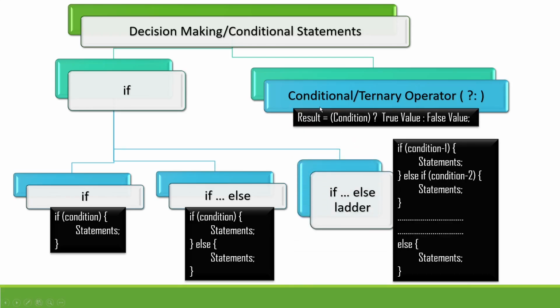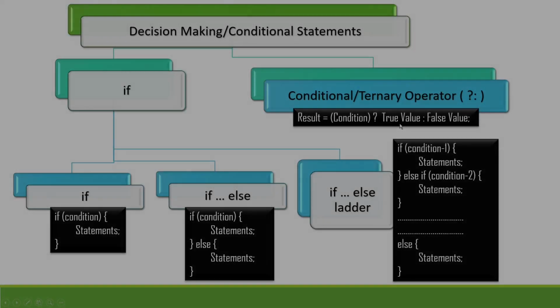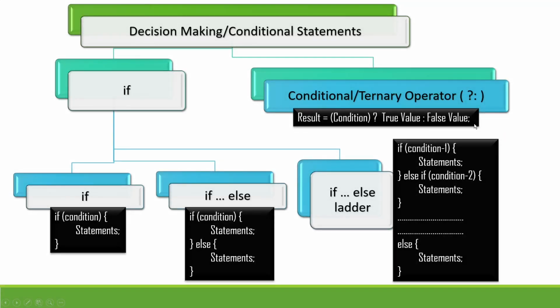Then coming to the conditional or ternary operator. Here the syntax is result equal to condition question mark true value colon false value semicolon. Result, of course, is a variable itself. If the condition is true, then true value will be saved inside the result. If condition is false, then false value will be saved inside the result.